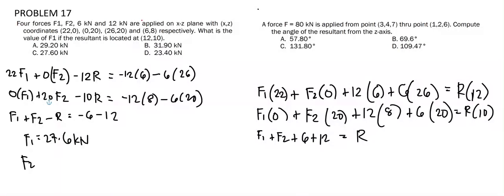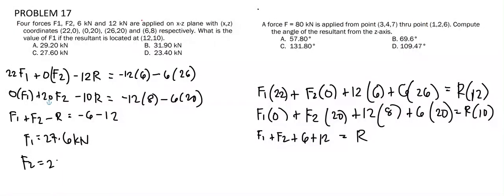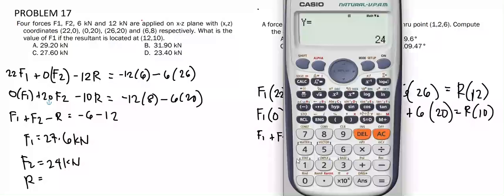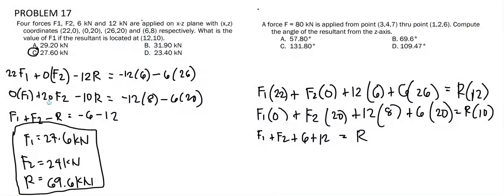And for F2 represented as y equal to 24 kilonewton. And for the resultant, its value is equal to 69.6 kilonewton. So the answer for this problem, it is only asking for the value of F1 that is equal to 27.6 kilonewton, which is letter C.